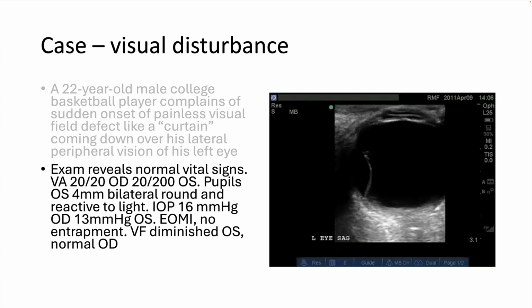Exam reveals normal vital signs: visual acuity 20/20 right eye, 20/200 left eye. Pupils 4 millimeters bilateral round and reactive to light. Intraocular pressure 16 millimeters of mercury right eye, 13 millimeters of mercury left eye. Extraocular movements are normal, no entrapment. Visual fields diminished in the left eye, normal in the right eye. Ocular POCUS reveals the findings seen here in the photograph.